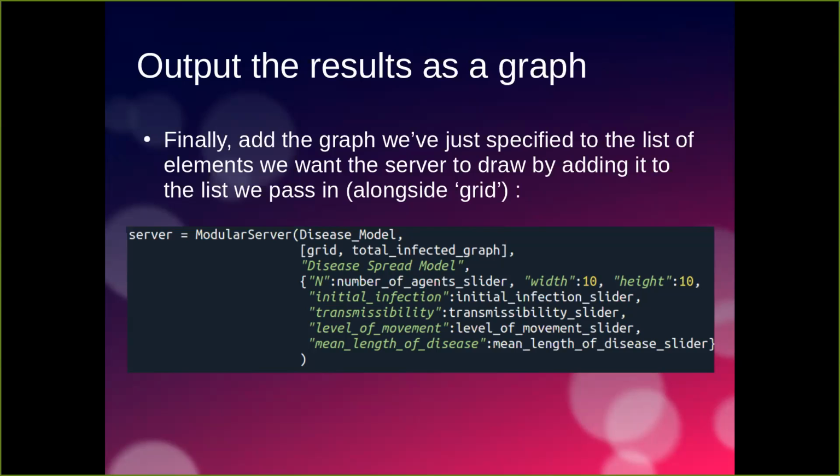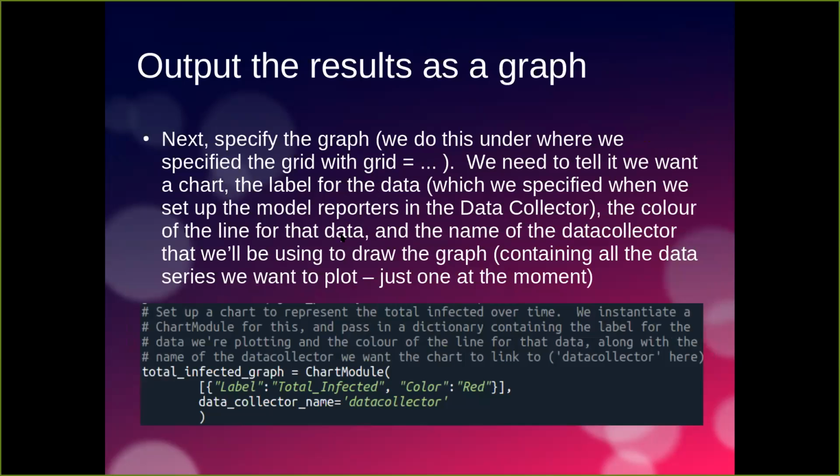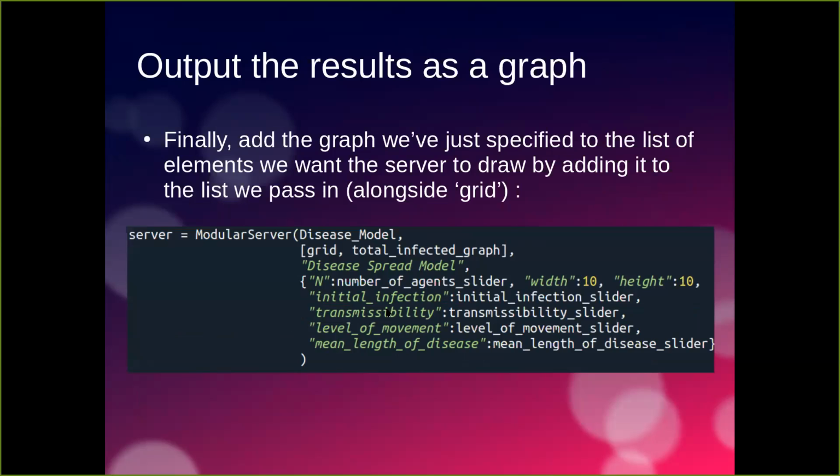The last thing we need to do is simply add this to the list of visualization elements that we want to set up when we set up the server. Remember before, we set up server equals modular server, and we had a list of elements that we wanted to visualize, and before it was just the grid. Now I simply add this total infected graph, which is the thing I've just specified here. So that's the only change. All we need to do is an extra import for the chart module, then set up this visualization element for the graph, specify how it should look, the label, the color of the line, and the data it's going to plot, and then add it to the list of things you want the server to visualize. And that will then work.